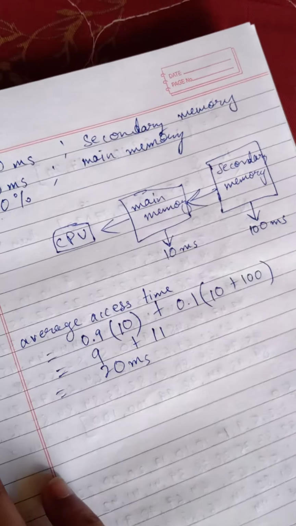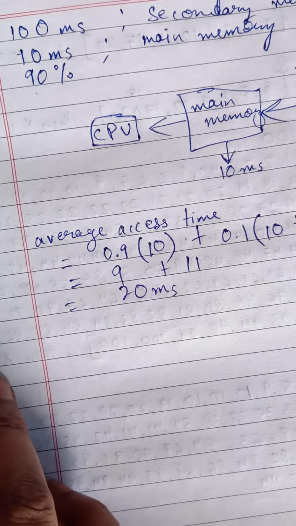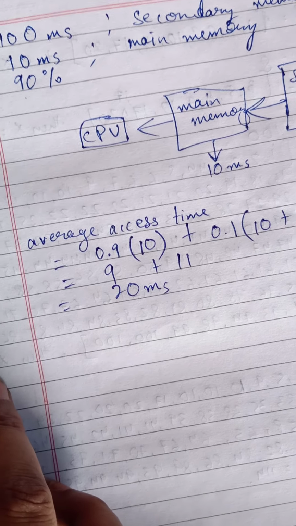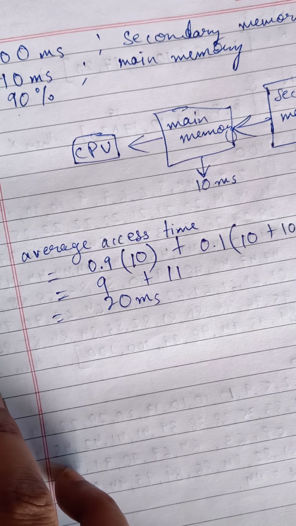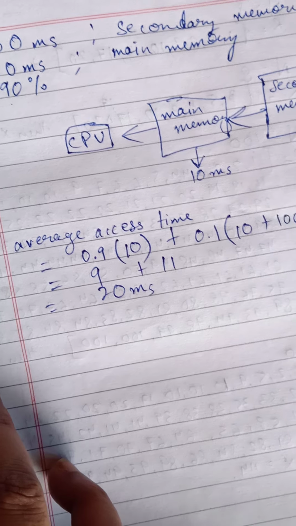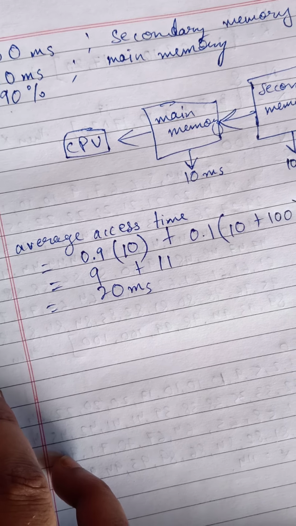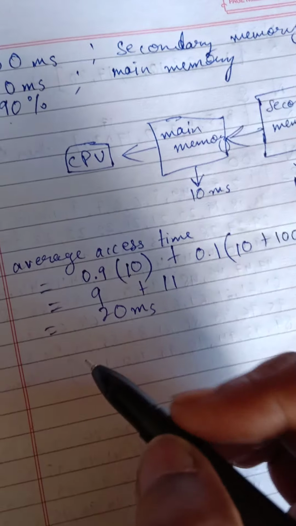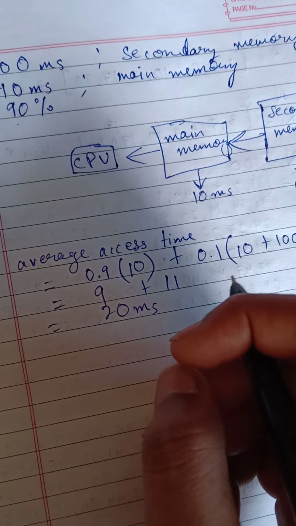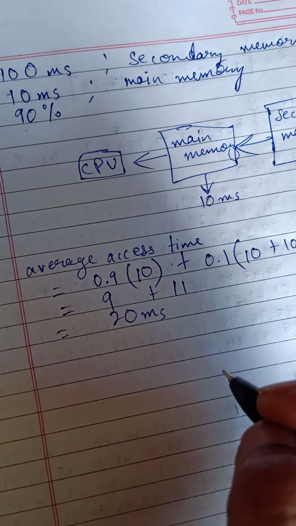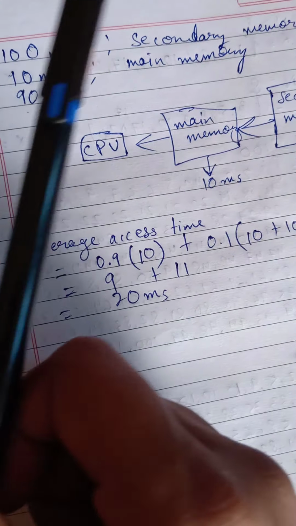Now see, if we used only the secondary memory, it would have cost us 100 milliseconds of time. That is a lot of time. But using the hierarchical structure of memory, we got our data in only 20 milliseconds, which is an enormous reduction in access time. So this is, guys, how memory works in computers. So this was all about the basics of computer memory, and thank you for listening to me, and thank you very much.